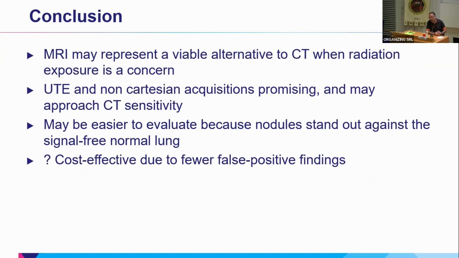And I think overall what is promising on the horizon is really the use of this UTE technology that can recover a lot of signal to detect even smaller nodules compared to CT. And it may be easier actually to evaluate because nodules stand out against the signal-free normal lung with this technology, and it may be less sensitive to non-important nodules that are below a certain size, but that has to be demonstrated by more cost-effectiveness data compared to CT. Thank you.